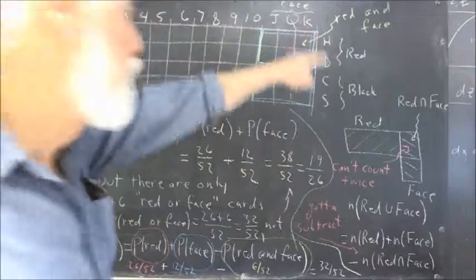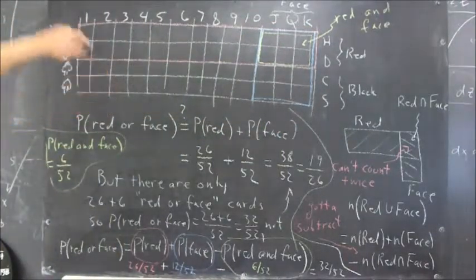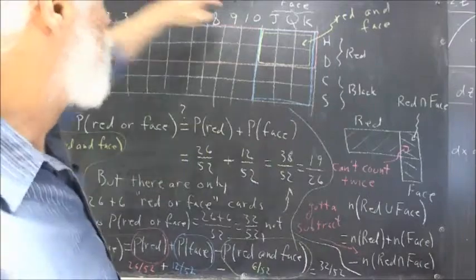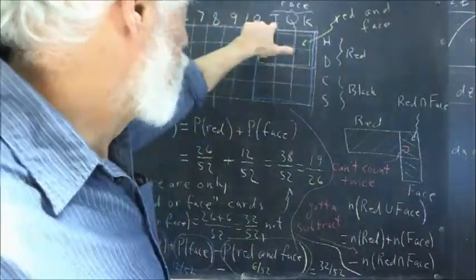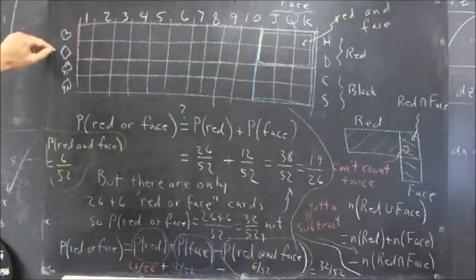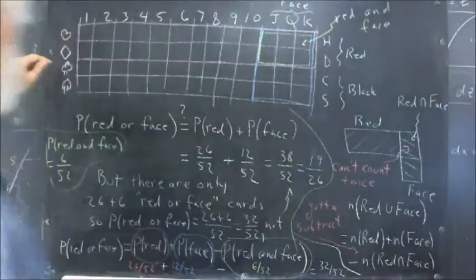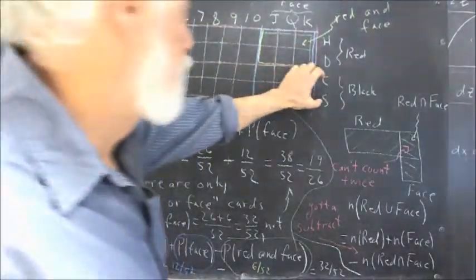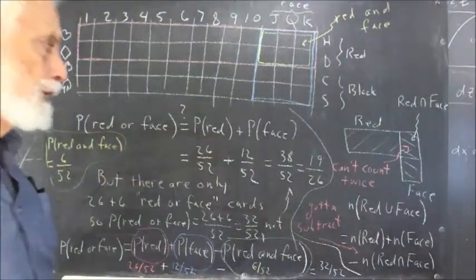Here's a picture of the sample space. This is a picture representing a full deck of cards: Ace, 2, 3, 4 through 10, Jack, Queen, King, face cards being the Jack, Queen, and King. Hearts and diamonds are both red, and clubs and spades are both black. So we want the probability of a red card or a face card.